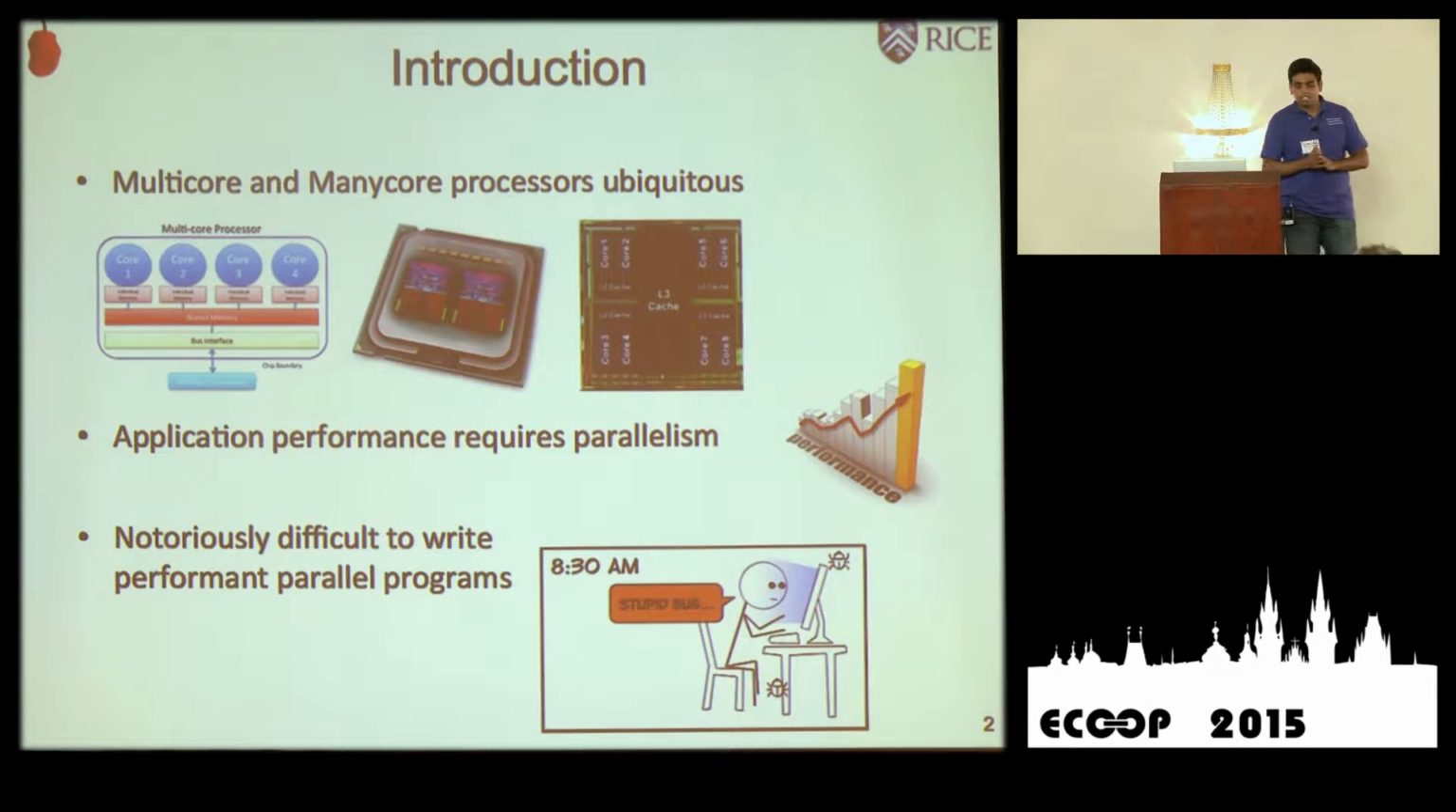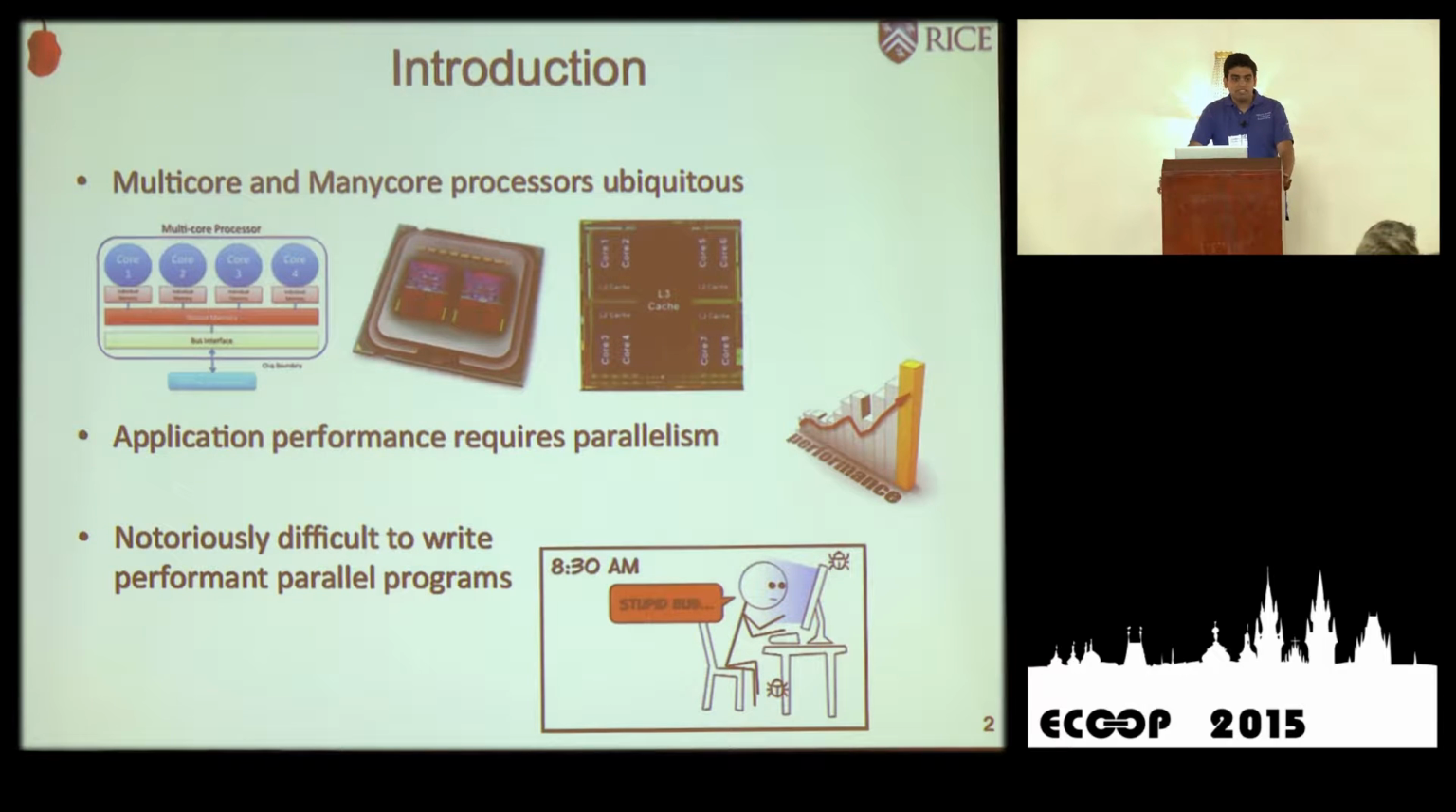So a general introduction. The idea here is that multi-core and many-core processors are present everywhere. They're there in server hardware as well as even in mobile devices. And what this means is that if you want future improvements in performance from your applications, you need to parallelize them. But then there's this catch situation where writing parallel programs is hard, and certainly writing performant parallel programs is even harder.